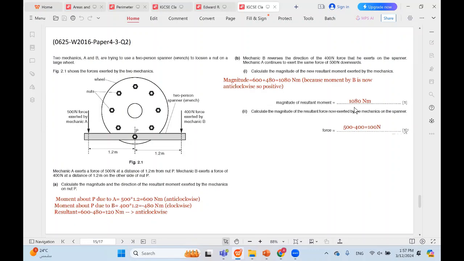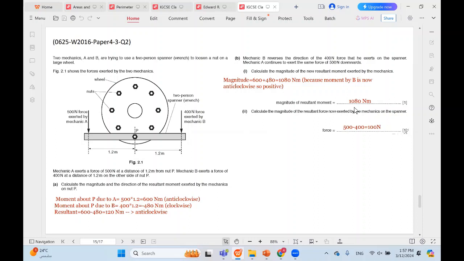Two mechanics, A and B, are trying to use a two-person spanner to loosen a nut on a large wheel. Figure 2.1 shows the forces exerted by the two mechanics. Mechanic A exerts a force of 500 newtons at a distance of 1.2. Mechanic B exerts a force of 400 at a distance of 1.2 on the other side. Calculate the magnitude and the direction of the resultant moment exerted by the mechanics on the nut.